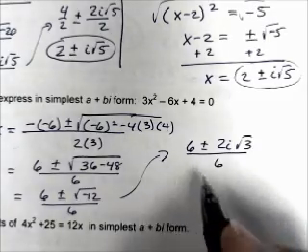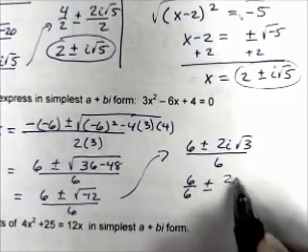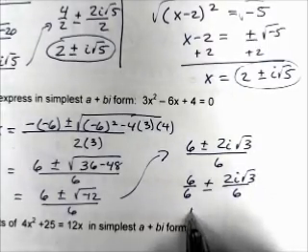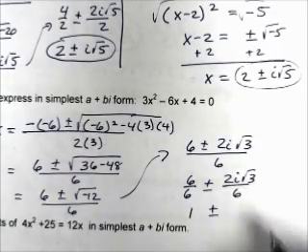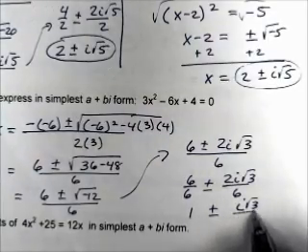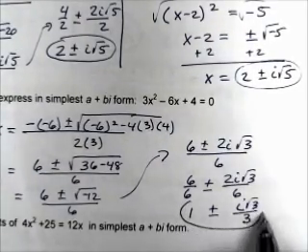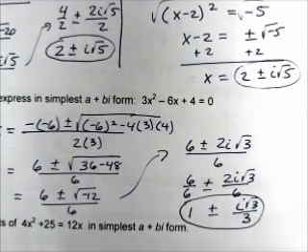Now break it up, real number part, 6 divided by 6, plus or minus 2i square root of 3 over 6. This is 1, plus or minus, this reduces to i square root of 3 over 3. So we have our real number part and our imaginary piece.